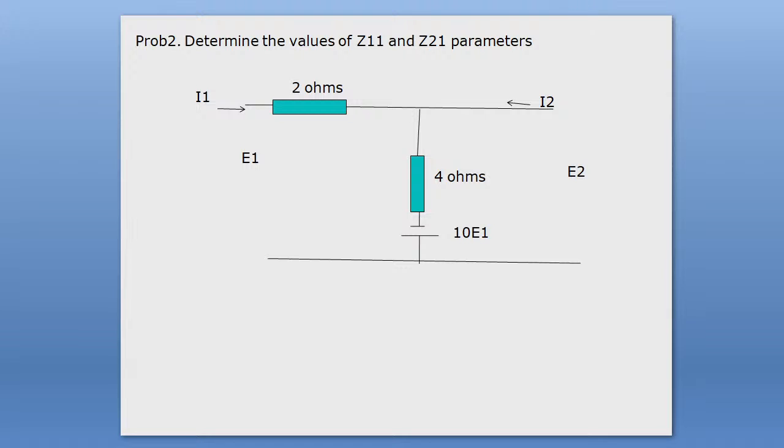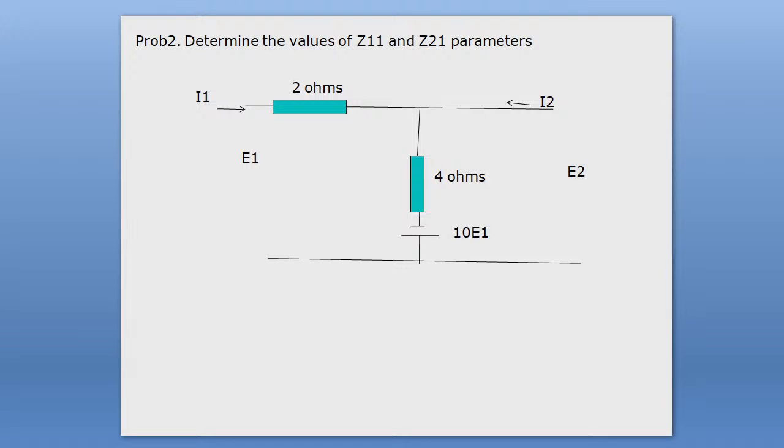You see, this is not exactly a T-type network, because for the left arm there is no resistance, but it looks like a T-type network. One branch has 2 ohms and the middle one has 4 ohms, and is also connected with a supply voltage 10 E1. E1 is nothing but the input port voltage, and E2 the output port voltage, and I1, I2 are the corresponding currents associated with port 1 and port 2.